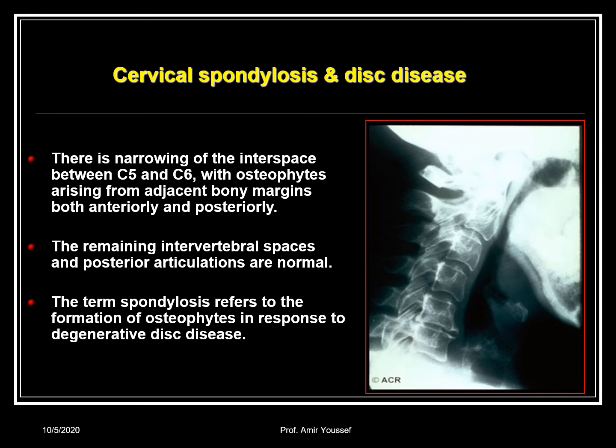Cervical spondylosis and disc disease. There is narrowing of the interspace between 5 and 6 cervical spine, with osteophytes arising from adjacent bony margins both anteriorly and posteriorly, as you see there. The remaining intervertebral spaces and posterior articulations are normal. The term spondylosis refers to the formation of osteophytes in response to degenerative disc disease.